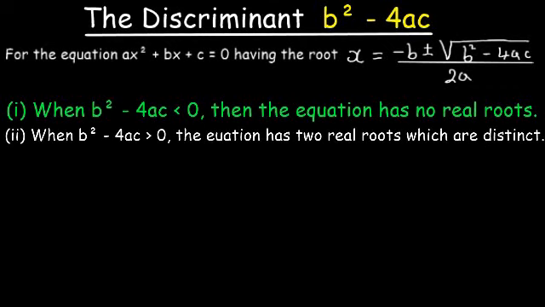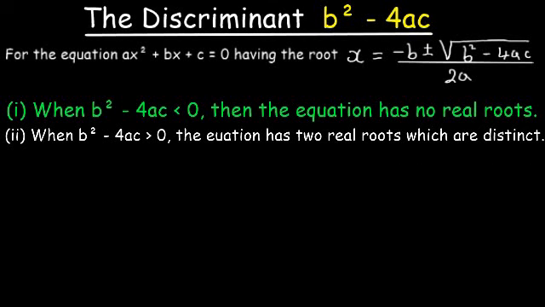When b squared minus 4ac is more than 0, when it is greater than 0, then the equation has two real roots which are distinct. What this means is that you'll be having two different roots whenever b squared minus 4ac is more than 0. Keep that in mind.